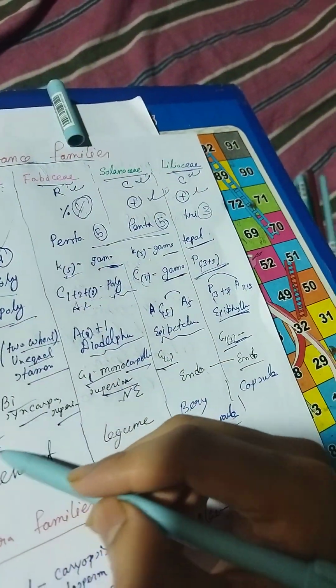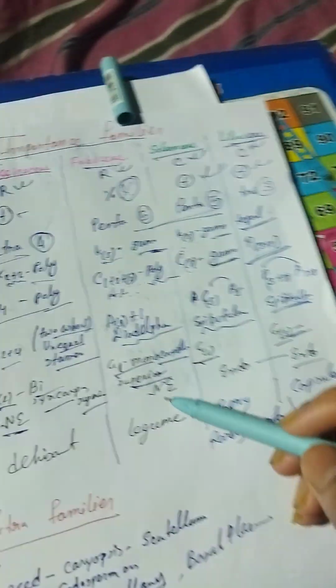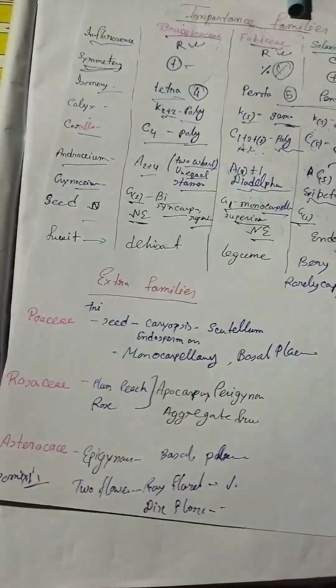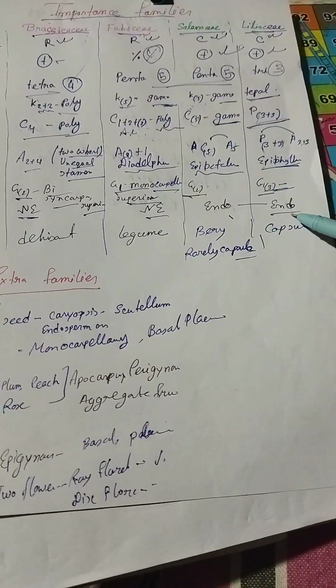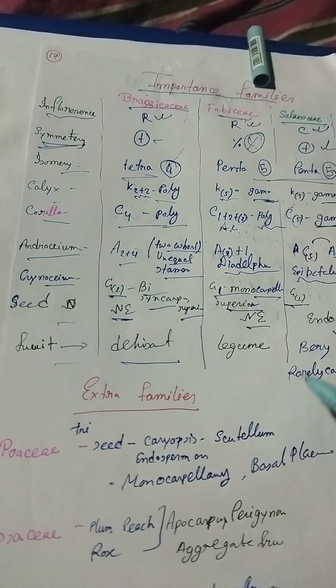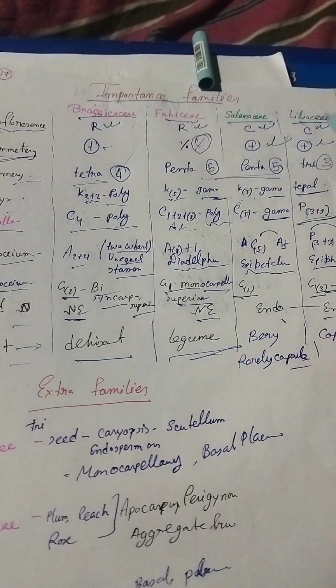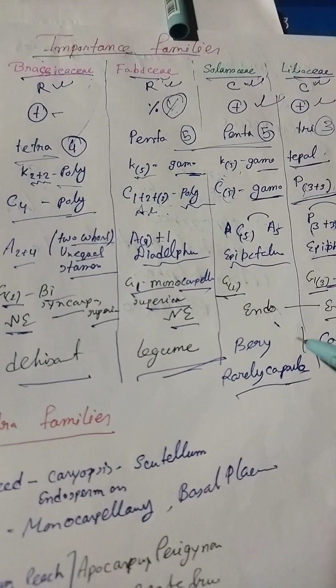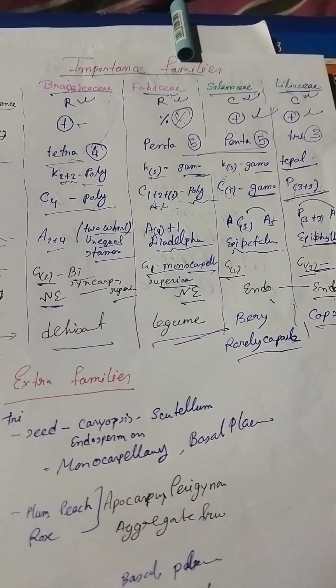Seed is non-endospermic in Brassicaceae and Fabaceae. Endosperm is present in Solanaceae because it is an exception. Liliaceae is a monocot, that's why it is endospermic. Fruit is dehiscent, siliqua, in Brassicaceae. Legume is in Fabaceae. Berry and capsule, rarely capsule, is in Solanaceae, and capsule is in Liliaceae.